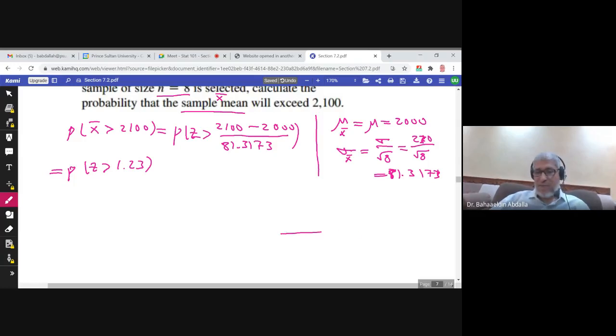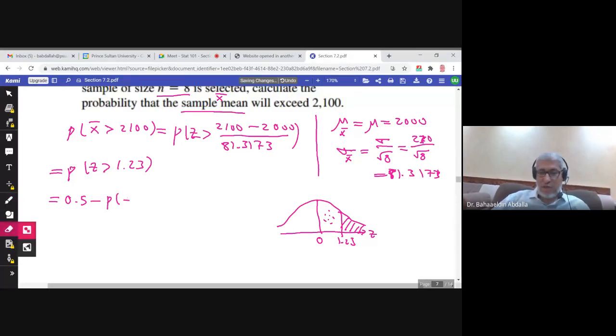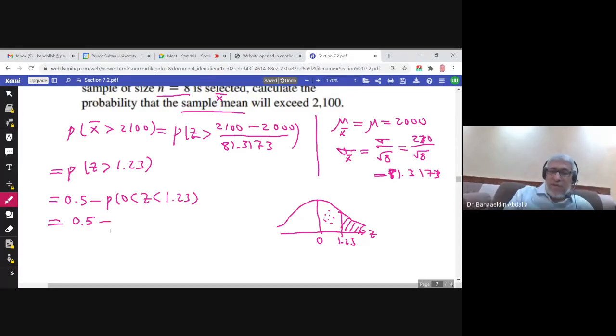To find this probability, this is what we studied in section 6.1. This is Z, this is 0, 1.23 is somewhere here, and we need this probability. This probability would be 0.5, all of the probability to the right of 0, minus this probability, which is given in the table, the probability that Z is between 0 and 1.23. Find this probability from the table, subtract, and write the answer. This is the end of this lecture.